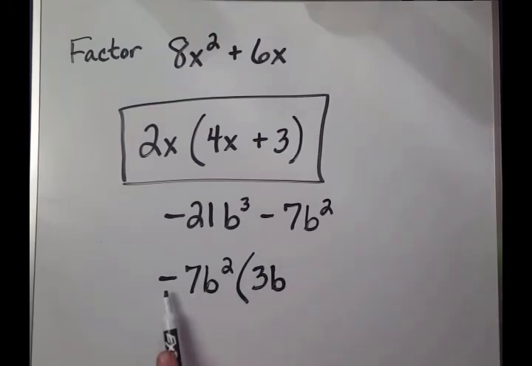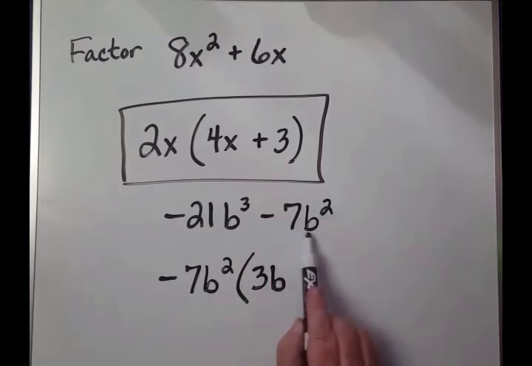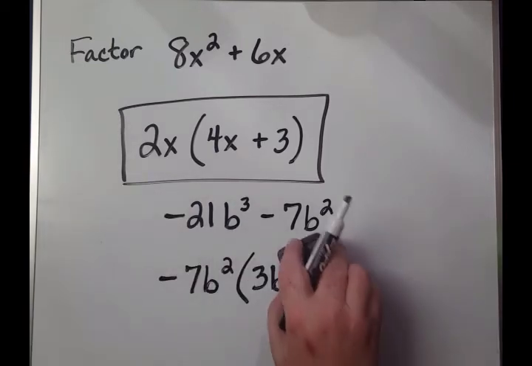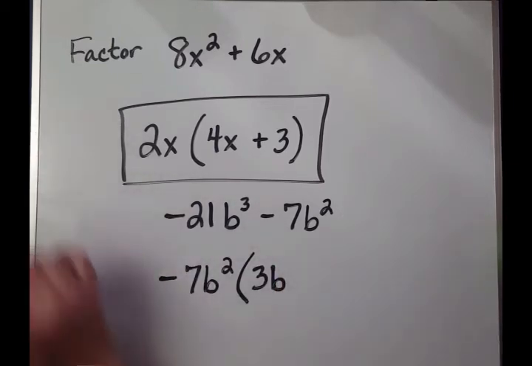Now, if I factor negative 7b squared out of negative 7b squared, well, I'm taking the whole thing. So what's left behind? Nothing. Oh, very careful. Does that mean close these parentheses and you're done? I don't think so. Multiply that back together. You're going to be missing a term.